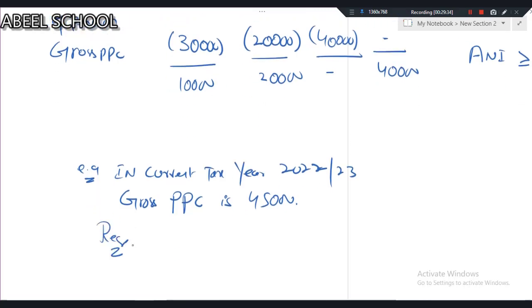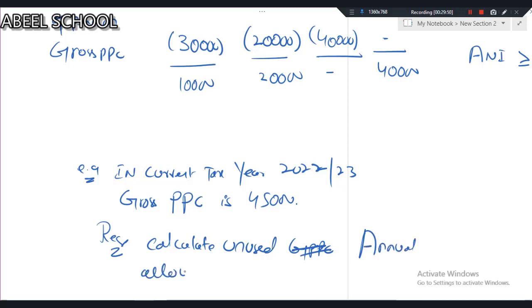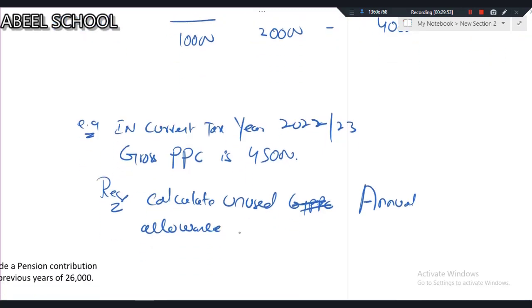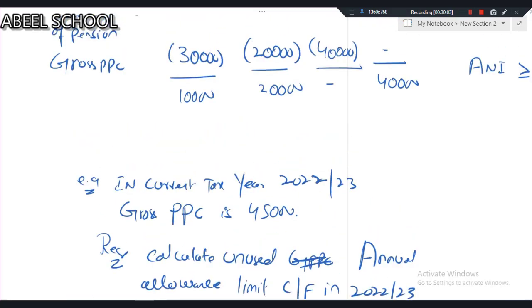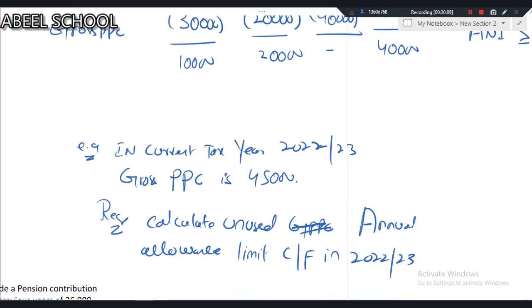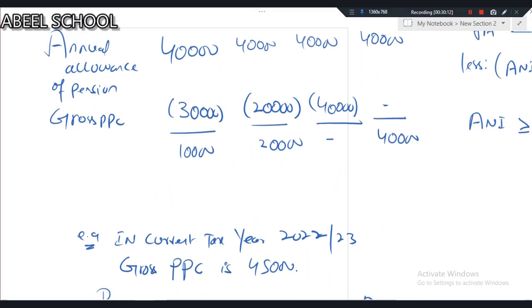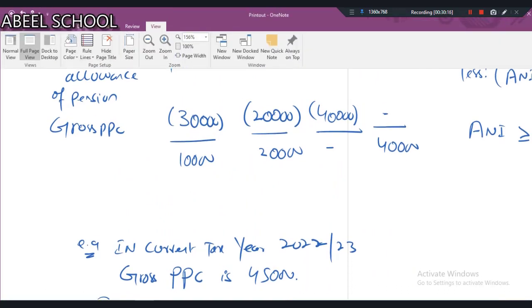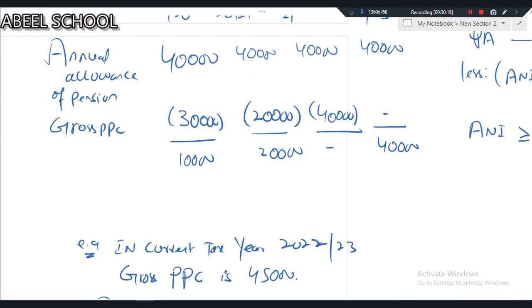Requirement: calculate the unused annual allowance limit carried forward in 22-23. Dear student, this is the simple information. In the current tax year 22-23, gross PPC is 45,000. You need to calculate the unused annual allowance limit carried forward in 22-23. Let me change the color. Okay, let me explain now.